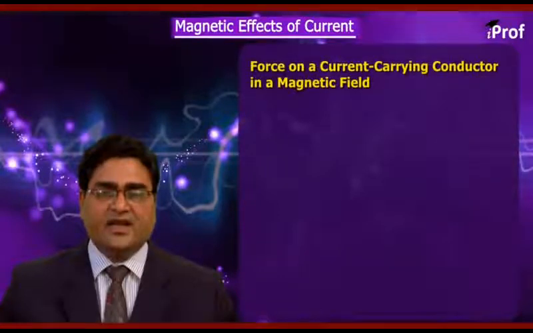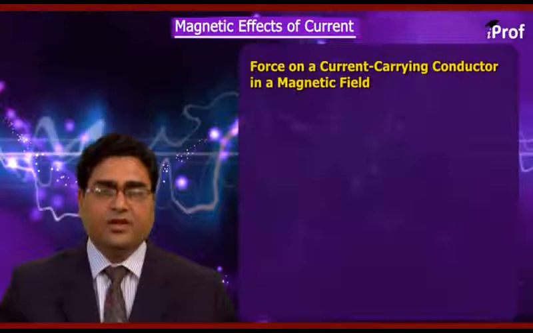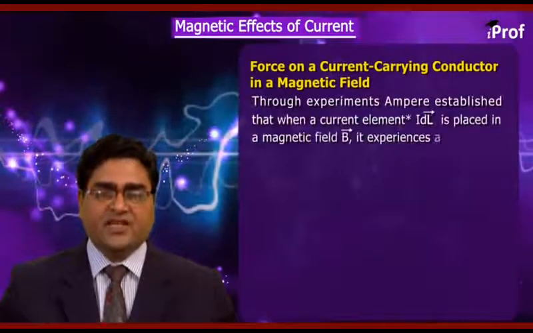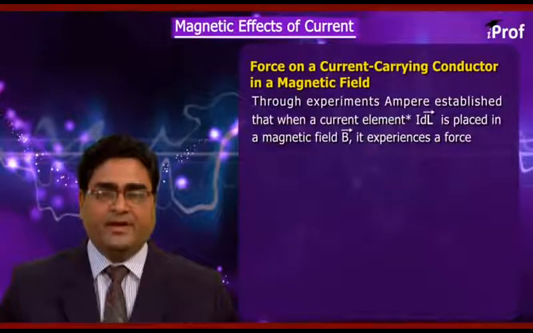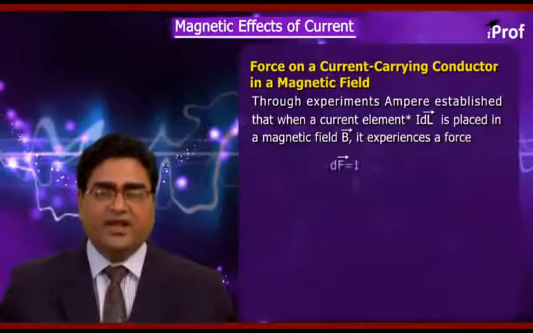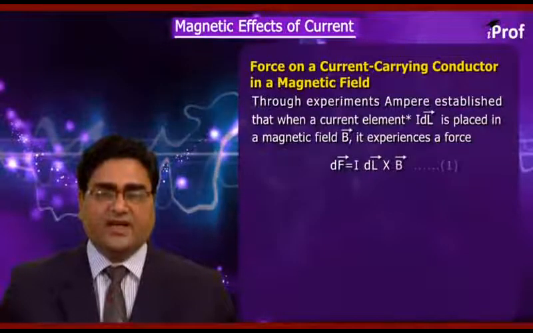Students, let's see force on a current carrying conductor in a magnetic field. Through experiments, Ampere established that when a current element I dl vector is placed in a magnetic field B, it experiences a force dF vector equal to I dl vector cross B vector.